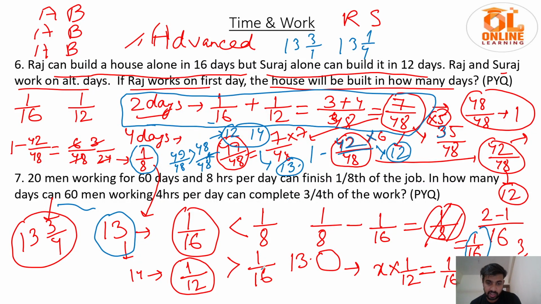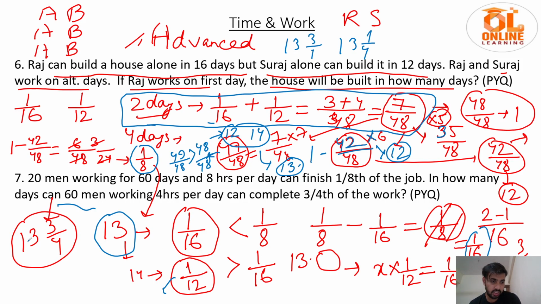But the work now left is 1 by 16. So 1 by 12 is more than 1 by 16, so Suraj will not take the complete day. We will try to find out how much time of that day he will take. He will take x into 1 by 12 equal to 1 by 16. That is 3 by 4th part of the day.